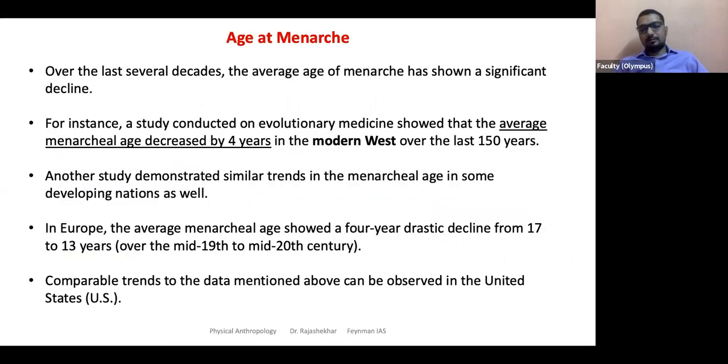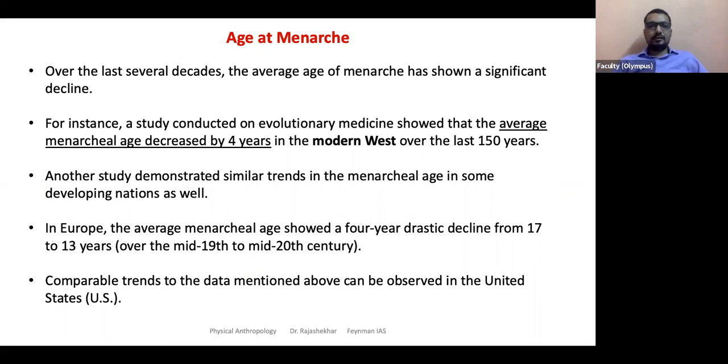And when does menarche begin? When does this process begin? What is the average age? Do you see any pattern, or any differentials or patterns globally related to menarche? Let's have a look at that. Age at menarche.